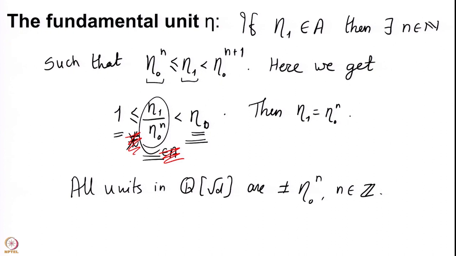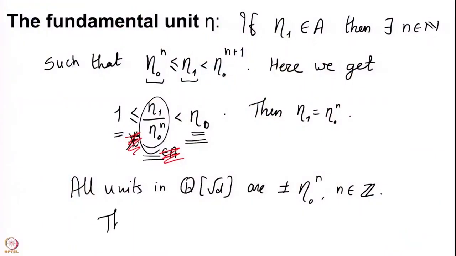This very special element is called the fundamental unit. It is the generator of the infinite cyclic group, which with plus or minus will give you the set of all units. So, this proves that the group of units is actually isomorphic to Z cross Z by 2Z. The plus part and the negative part correspond to the group Z by 2Z, and then eta naught is generating the infinite cyclic group.